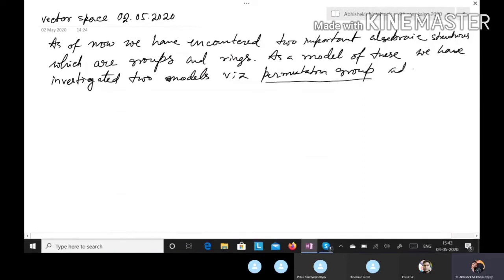And another one, for rings, we keep in mind the ring of integers, that is Z, plus, dot.